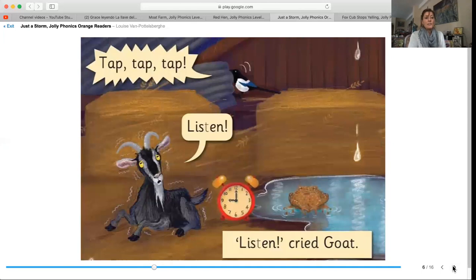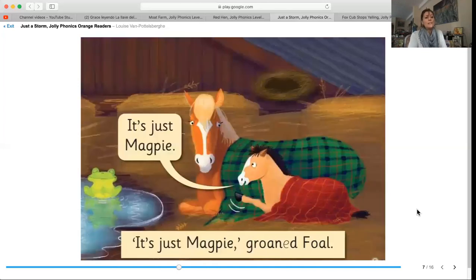Next page. Now the goat again. What does she say? Can you read that? Listen. And here down, what is she saying? Listen again, cried goat. And what is she hearing? A tap, tap, tap, tap. But can you see the magpie here? So what is that sound? It is made by the magpie. You're right, here is a magpie. But goat, look at her. How is she feeling now? She's very afraid. Look, she's trembling. Oh my goodness. But what do horse and foal say? What do they groan? Let's read.